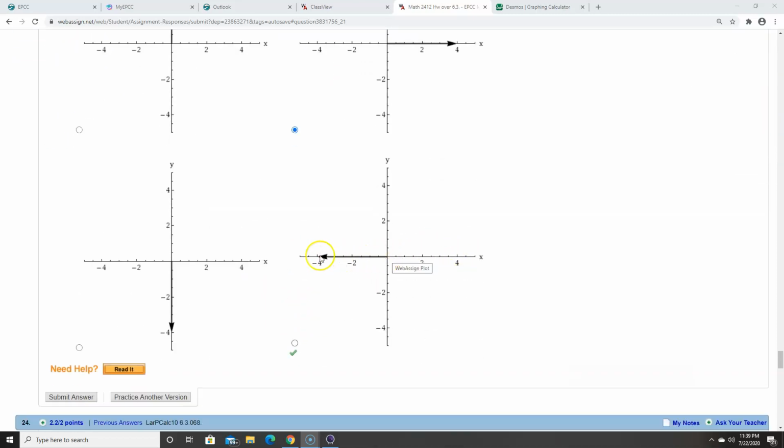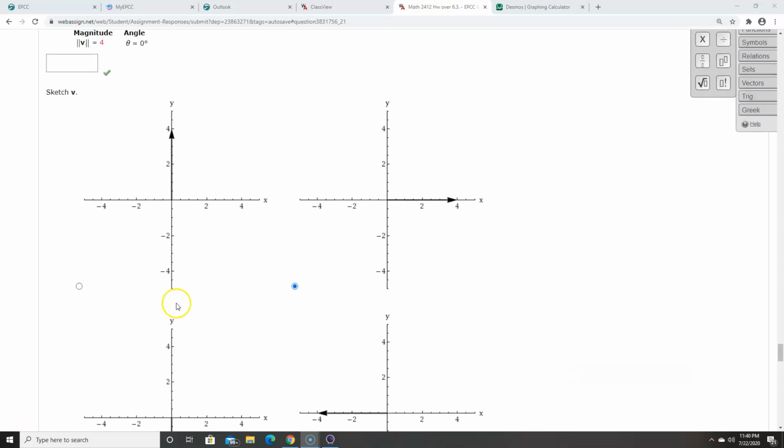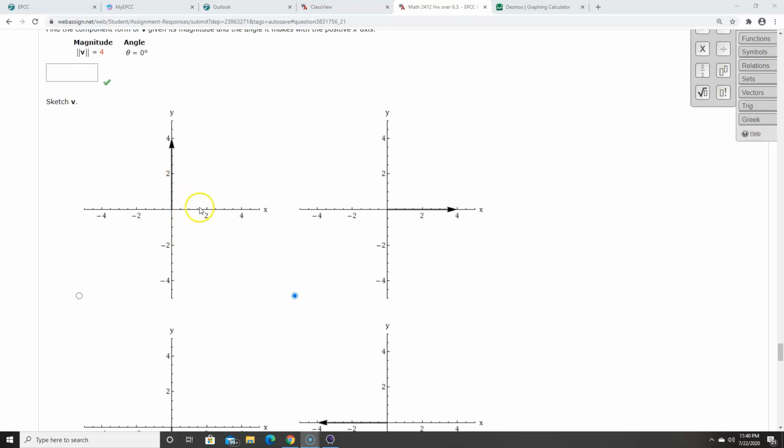This one is if the angle was, as I mentioned, 180 degrees. This one would be if the angle was 270 degrees or negative 90 degrees, and then move down 4 units. This one, of course, would be 90 degrees, or pi over 2 radians, and so forth. So I hope you understand that it's this one.